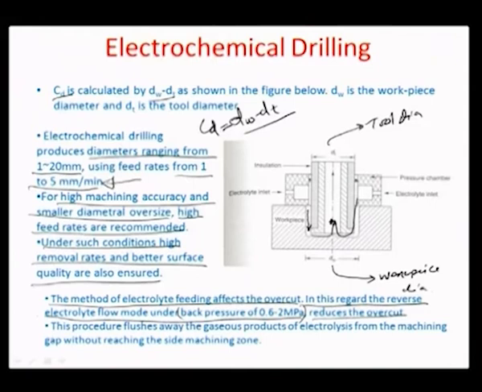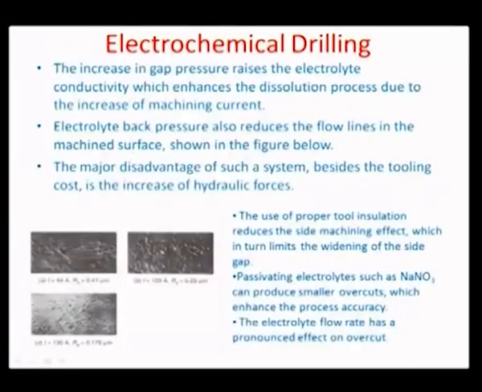What this procedure does is flush away the gaseous products of electrolysis from the machining gap without reaching the side machining zone, and therefore whatever local conductivity changes would happen because of the dissolved gases will not happen, and so the machining will be more precise. Because of the back pressure, it ensures that the gas oozes out of the electrolyte as such. So that is one aspect of electrochemical drilling.